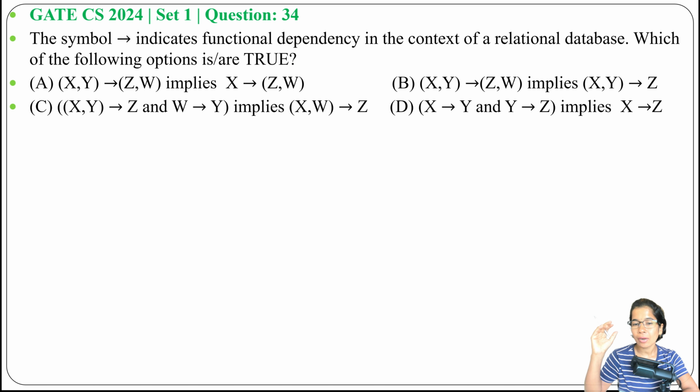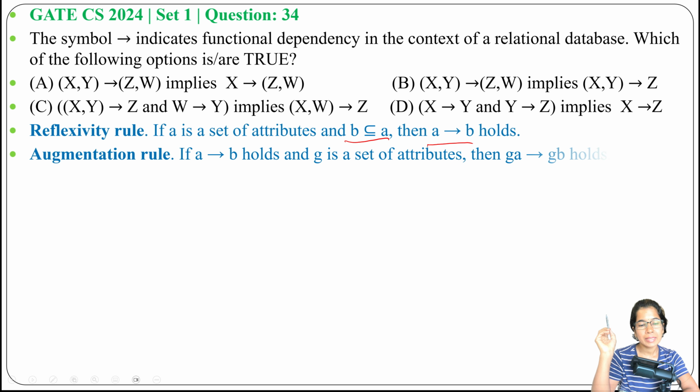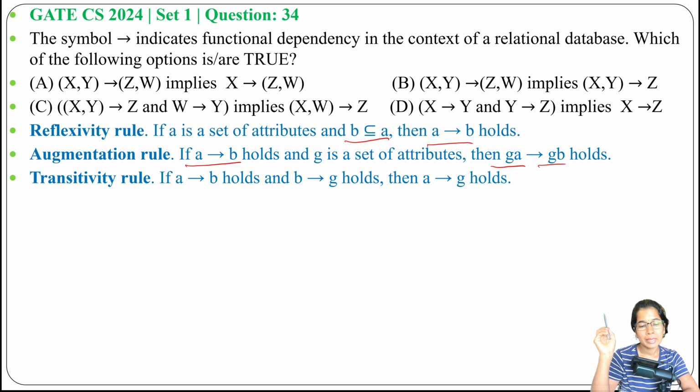During lecture, I already discussed the set of rules by applying which we can find the logically implied functional dependency. These rules are: reflexive rule. If A is a set of attributes and B is a subset of A, then A implies B holds. Next is augmentation rule. If A implies B holds and G is a set of attributes, then GA implies GB holds. Next is transitive rule. If A implies B holds, B implies G holds, then A implies G holds.